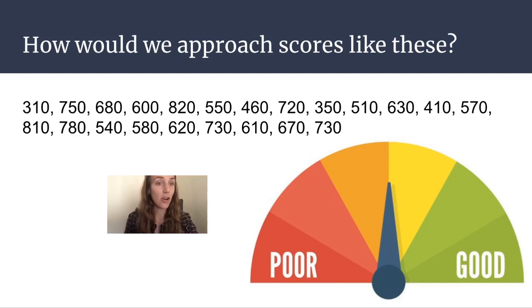That'd be a pretty long frequency table, right? It'd be a little long if we listed every value from 310 to 820. That'd be over 500 scores.